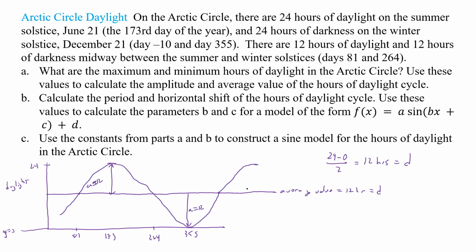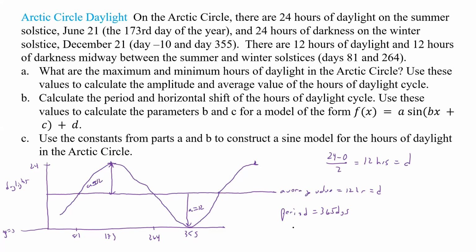And now what we have to think about is, okay, well, what is that point versus what is that point? Well, that's going to be the 173rd day of the year. And that's going to be our June 21st. And so what's this day over here going to be? Oh, it's going to be June 21st as well. And so what is our period? Our period is a year, which is 365 days.